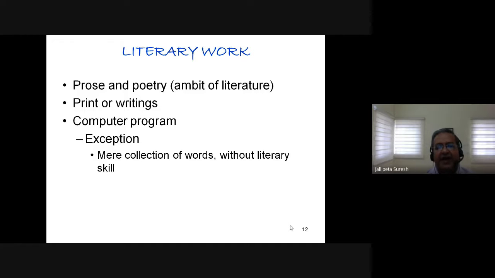copyright law. An exception to this is that, generally speaking, under copyright law there is no requirement of artistic quality. For example, if somebody has written a common story and somebody else modifies it, there may not be any qualitative addition to an already known idea. Therefore, generally literary work does not require a higher standard of artistic content. But nevertheless, if it is a mere collection of words without any literary skill, generally those works are not considered original works.